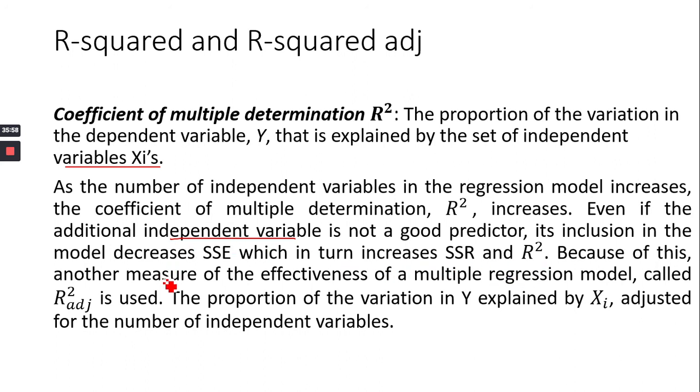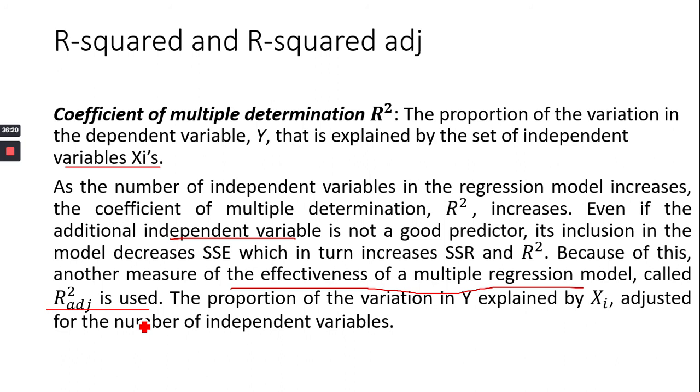Because of this, another measure of effectiveness of multiple linear regression is called R squared adjusted. Using R squared alone is not good enough, because you can get a high R squared not because the model is good, but because you have included a lot of independent variables in the model.